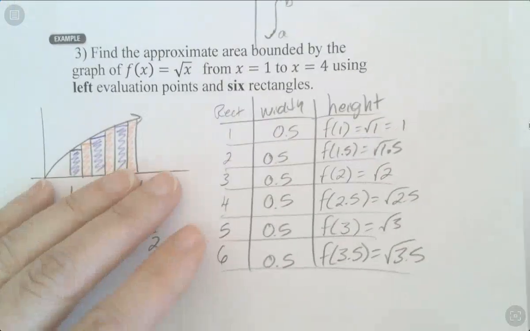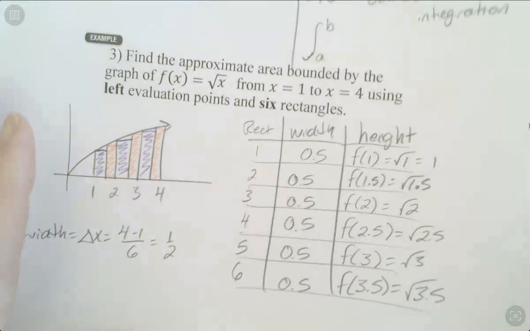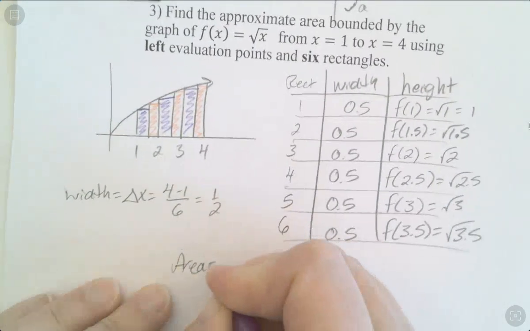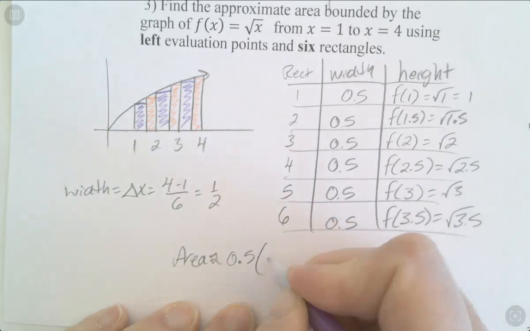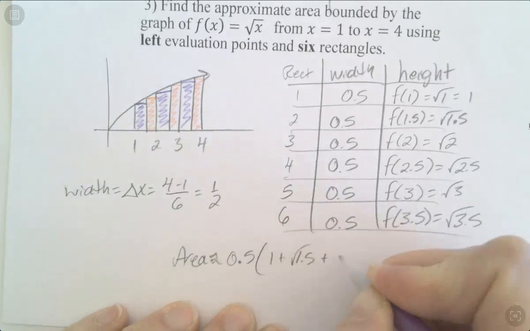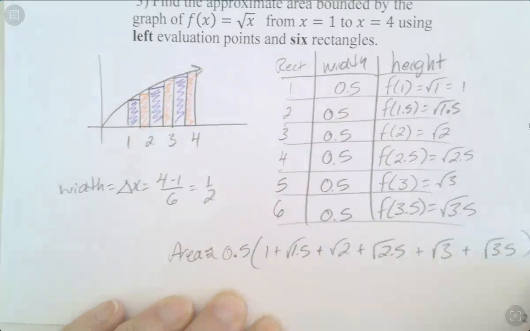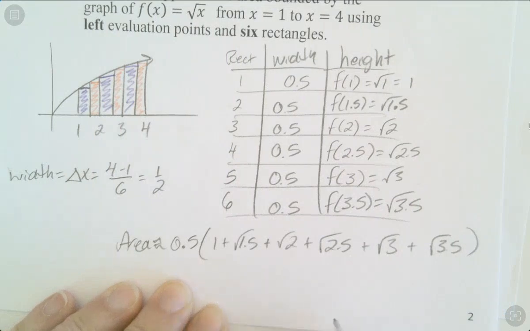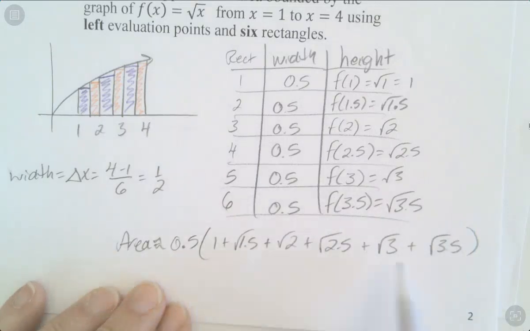So instead of writing it like I did here, where I have width times height, we know that they all have the same width. So for the area, you can look at doing approximately 0.5 times the sum of 1 plus the square root of 1.5 plus the square root of 2, square root of 2.5, square root of 3, square root of 3.5. And I write this chart mostly to help you organize your thinking process, but you don't have to write this chart if you want to jump right down to this step.